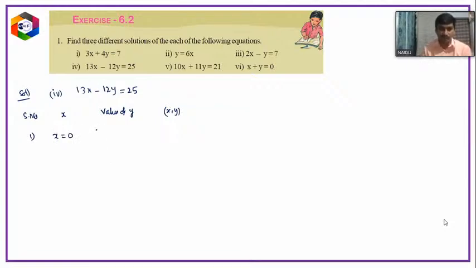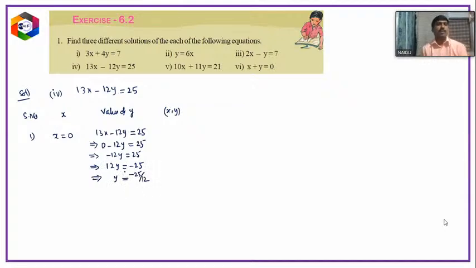Now let us write the equation: 13x minus 12y equals 25. Now substitute x equals 0. 13 into 0 is 0, minus 12y equals 25. Since variable y has a negative sign, let us multiply both sides by minus. So 12y equals minus 25. Now transposing the constant, y equals minus 25 by 12. So upon taking the x value as 0, the value of y is minus 25 by 12. So this becomes the first solution, 0 comma minus 25 by 12.